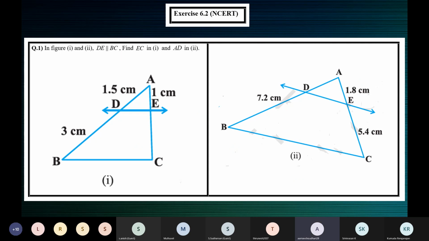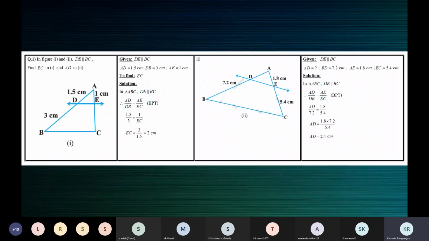Next one also same only. Because DE is parallel to BC, by BPT we have AD by DB equal to AE by EC. So just write the proportion, substitute the values and calculate. Yeah, 2.4.